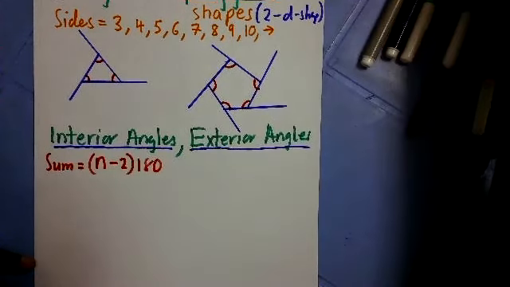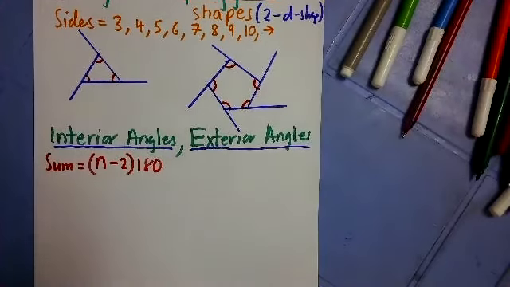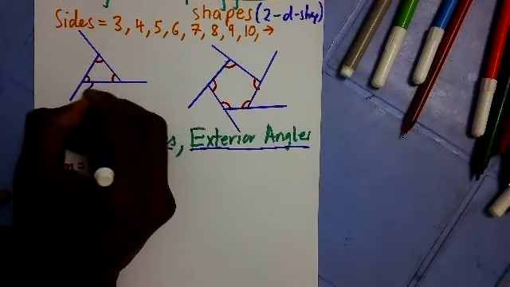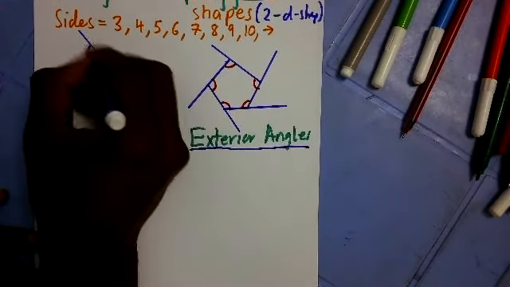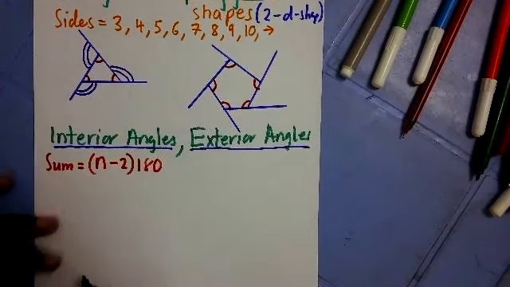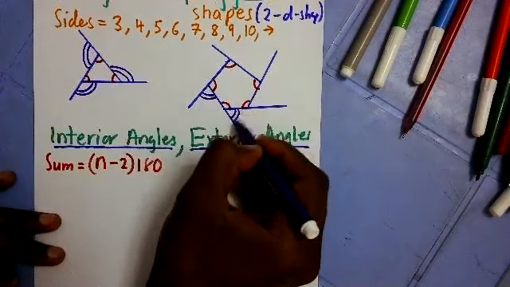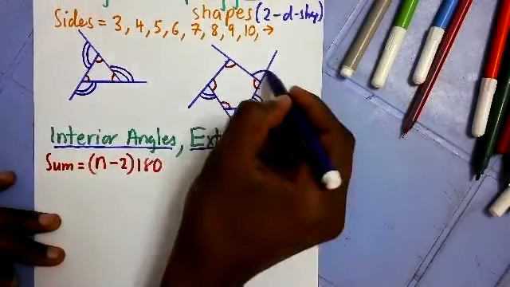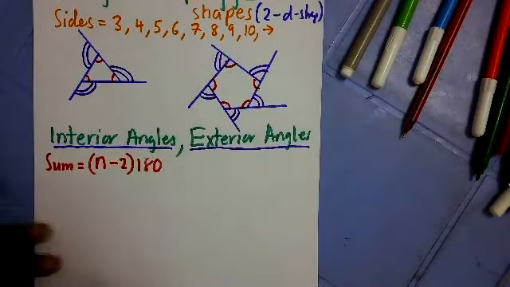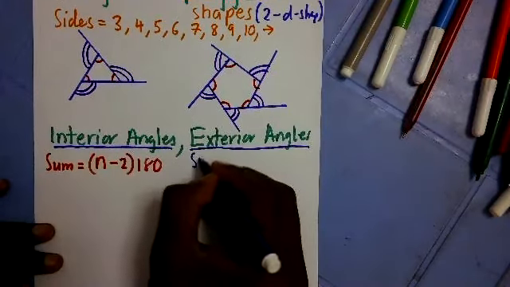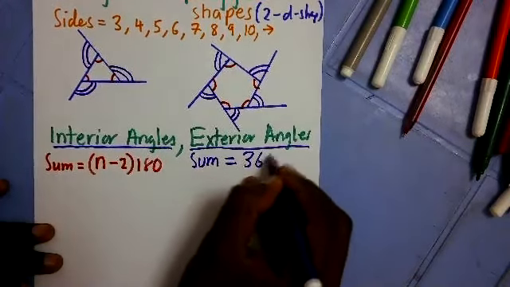But when I want to look at the sum of exterior angles, these are the exterior angles. This one there, this one here, and that one there. These are what we call exterior angles. Another one is here, here, here, there, and here. These are what we call exterior angles. So the sum of exterior angles is given by 360.